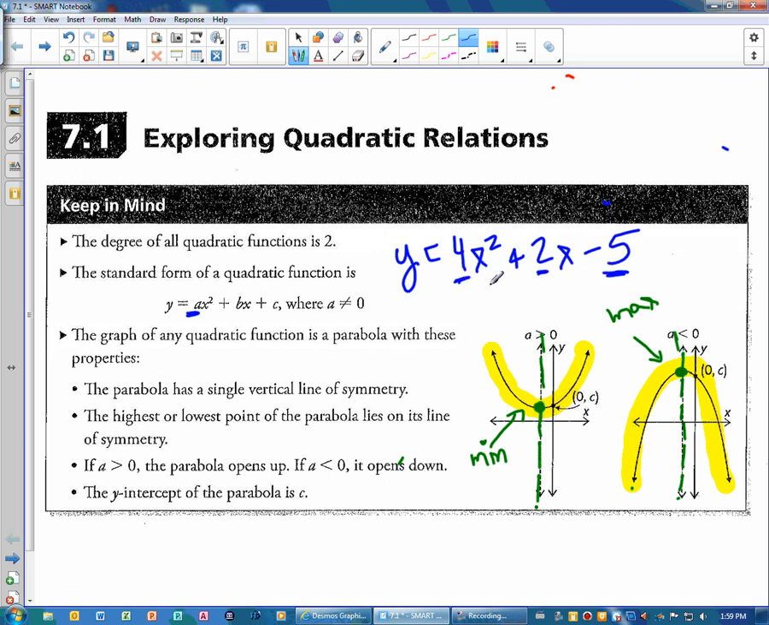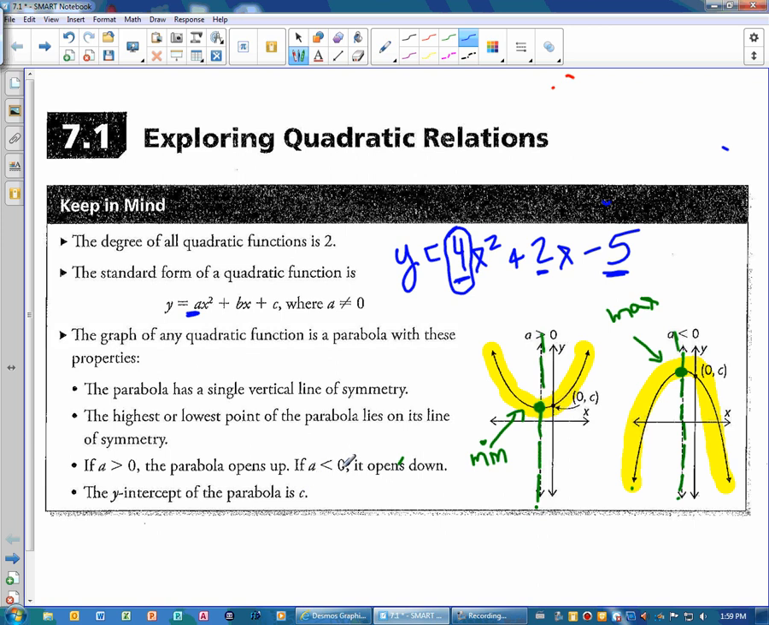If you've ever taken physics, this will seem quite familiar to you because you've done quadratic equations before. So if a is positive, meaning it's greater than 0, it opens upward. Okay, positive people smile.